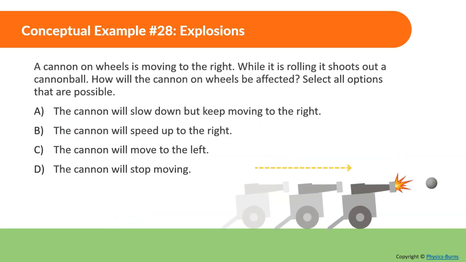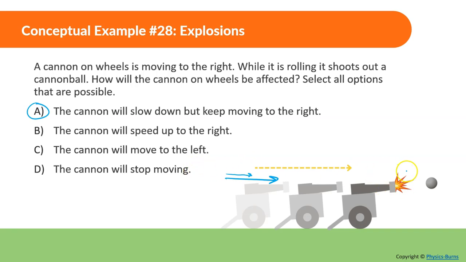Moving on. Cannon on wheels moving to the right. While it is rolling, it shoots out a cannonball. How will the cannon on wheels be affected? Select all options that are possible. A. The cannon will slow down but keep moving to the right. This could be possible. If it was going fast and then it shoots out, it might start to go slower but keep moving to the right. So A is possible.